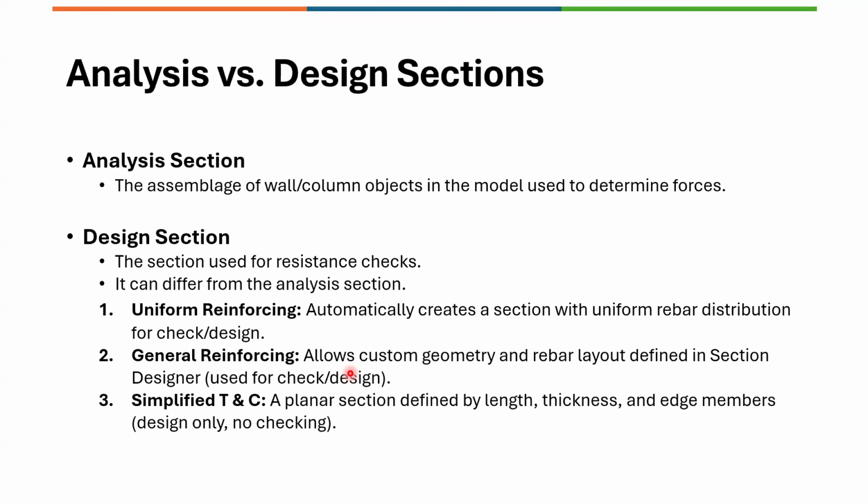So simplified T and C is also available, which will be a planar section defined by length and thickness. It is going to design only the edge members. So the intermediate portion of the length of the wall is ignored in the strength calculation. Only the ends are designed. So in this type, we can perform only the design, no checking is possible.